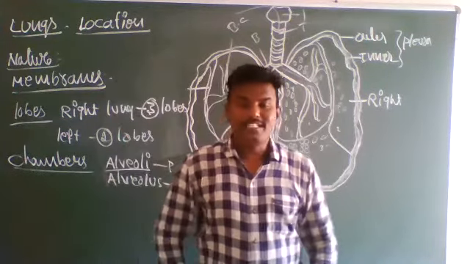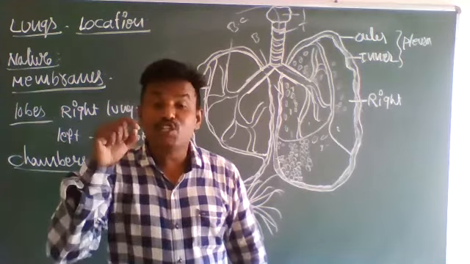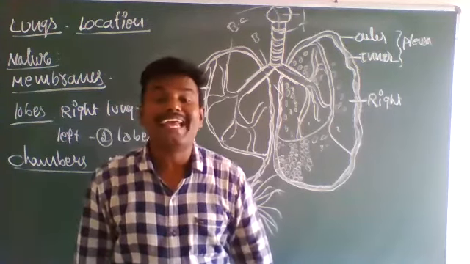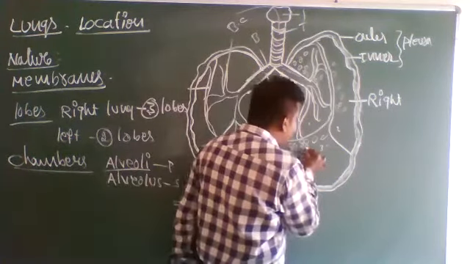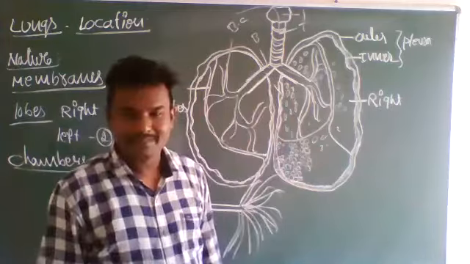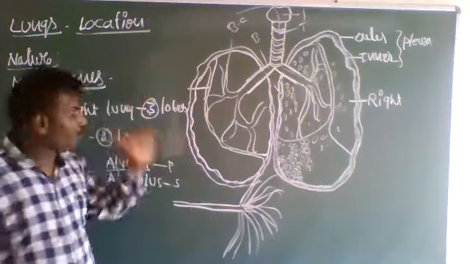In the lungs of vertebrates, several thousands of small chambers are present. Those chambers are called alveoli or air sacs. These alveoli are covered by a thin epithelial membrane. Okay, this is the explanation about the lungs.